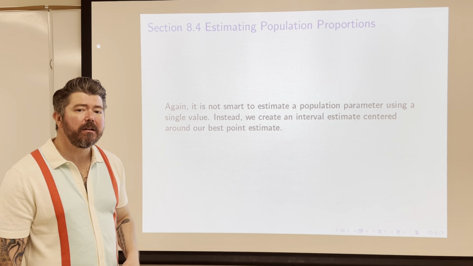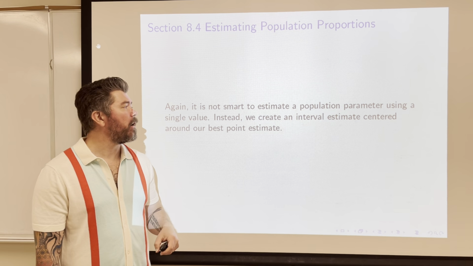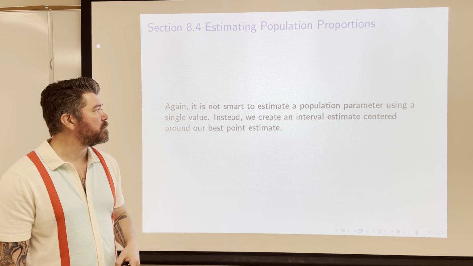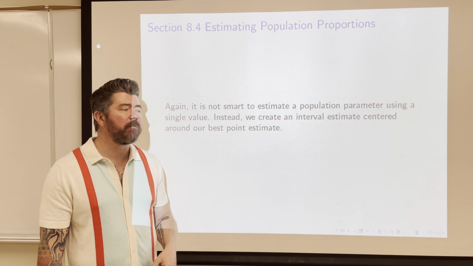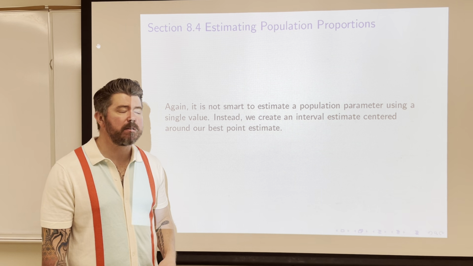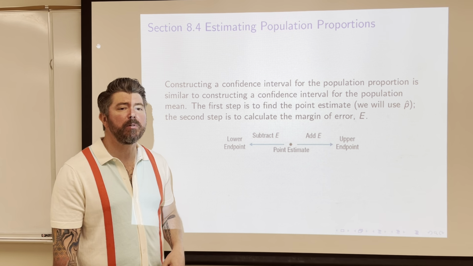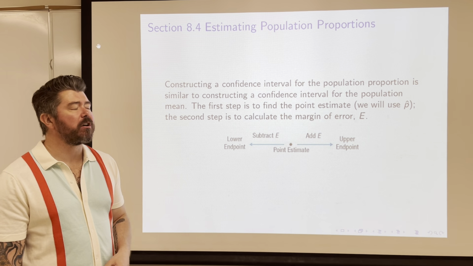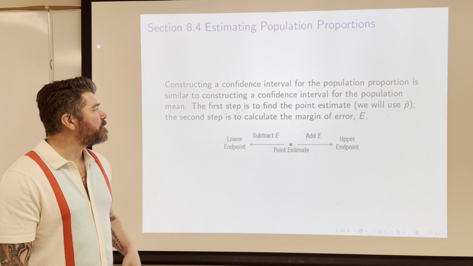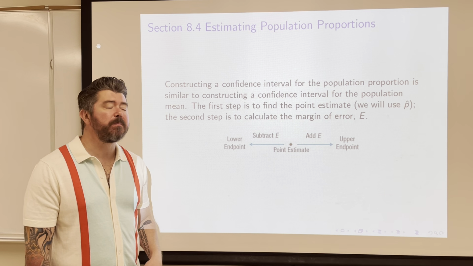Now, again, just like we said in section 8.1, it is not smart to estimate a population parameter using a single value. Instead, we create an interval estimate centered around our best point estimate. Constructing a confidence interval for the population proportion is similar to constructing a confidence interval for the population mean. The first step is to find the point estimate. In this case, we will use P hat.